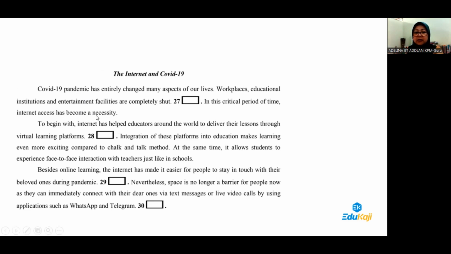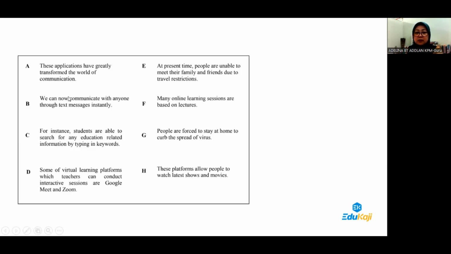The internet has become a necessity. So this is where the internet is being well recognized. So let's look at the answer. These applications have greatly... does it mention about applications? No, it hasn't yet. Okay, we can communicate with anyone through text messages instantly. The first paragraph has not even mentioned the internet yet. It is only mentioned because of COVID-19.